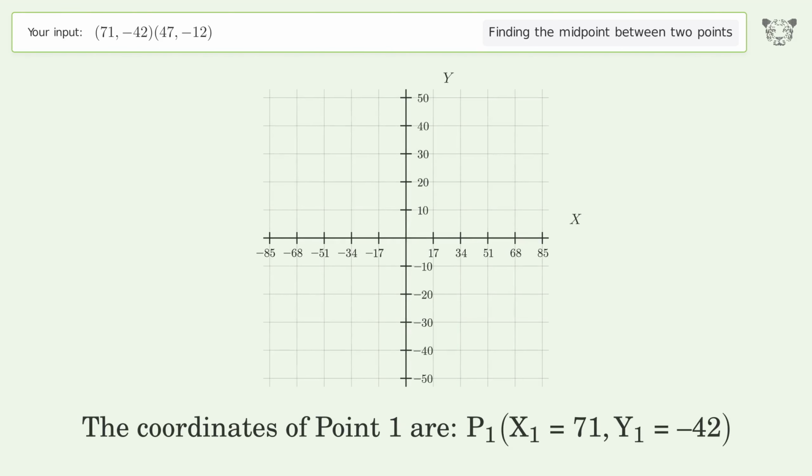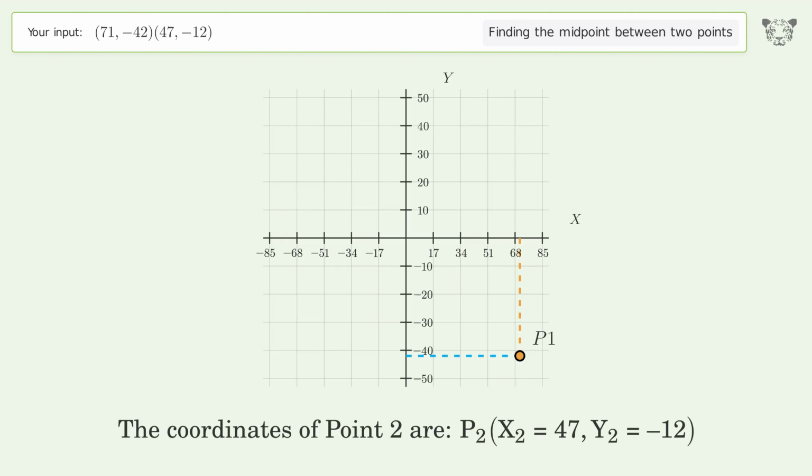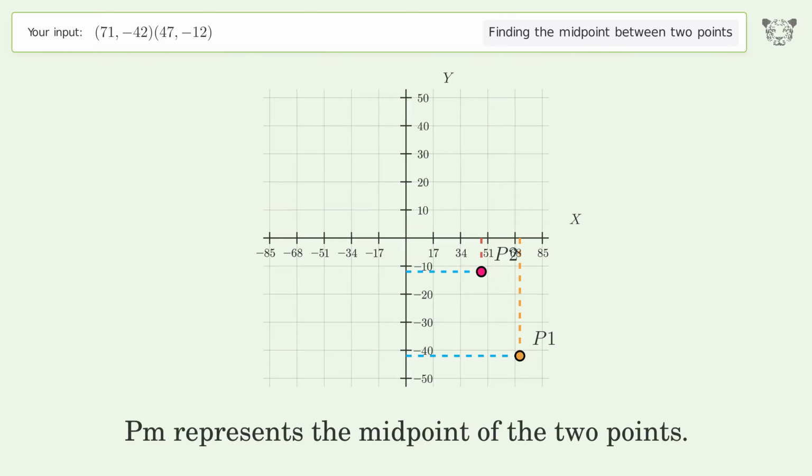The coordinates of point 1 are x1 equals 71, y1 equals -42. The coordinates of point 2 are x2 equals 47, y2 equals -12. PM represents the midpoint of the 2 points.